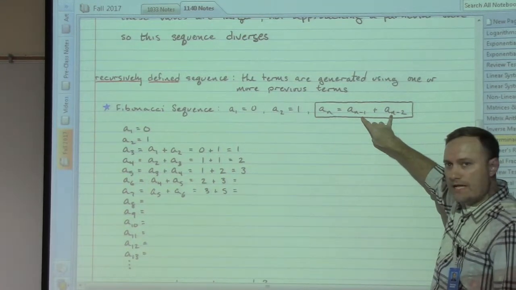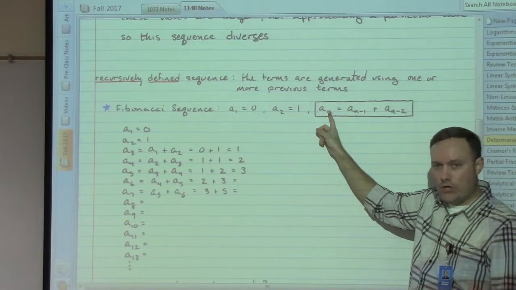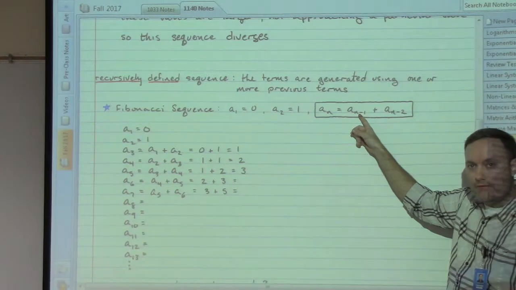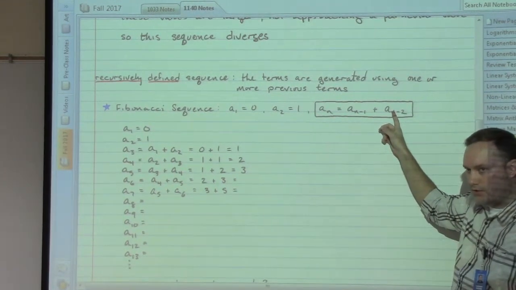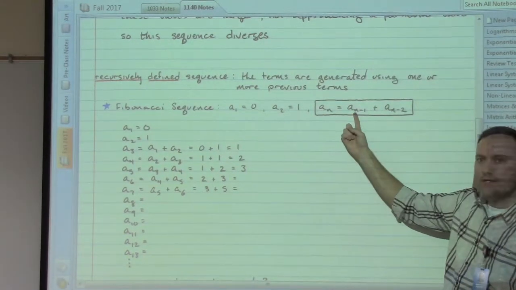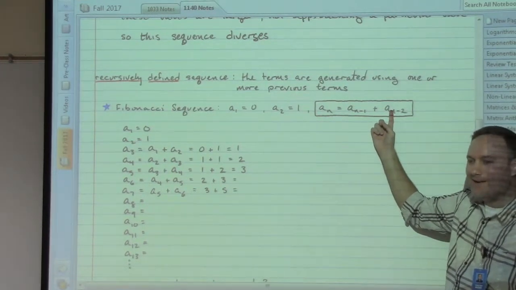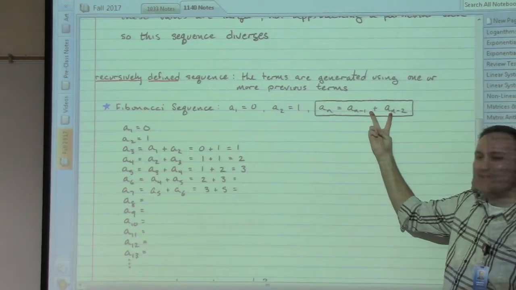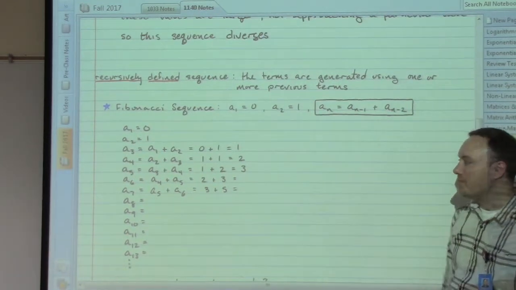So that's what this relationship is telling us. The n term comes from n minus 1, the term immediately before, and n minus 2, which is the term also before that. So the previous two terms, the previous term and the second to previous term, I don't know how you would really adequately refer to that one. The previous two terms added together give us what we are looking for.